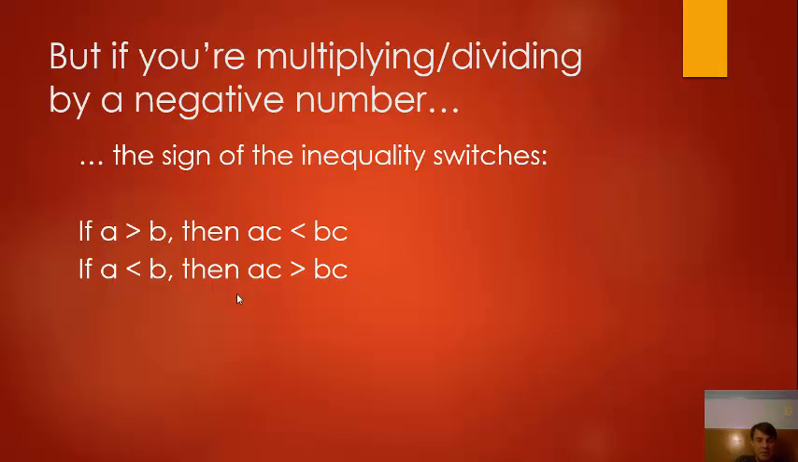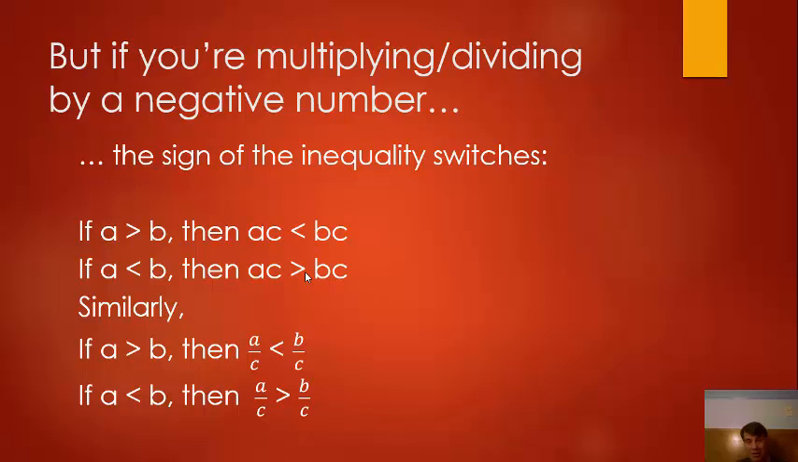See how the sign flips? It goes from greater than to less than, or from less than to greater than, if you're multiplying or dividing by a negative number. And I went ahead and put the division example in here because this is the one that matters. This is the one that's different. So if A is greater than B and you divide by a negative number, then the sign's going to flip. If A is less than B and you divide by a negative number, the sign's going to flip. Is that clear? I hope it is. Email me if you have a question.